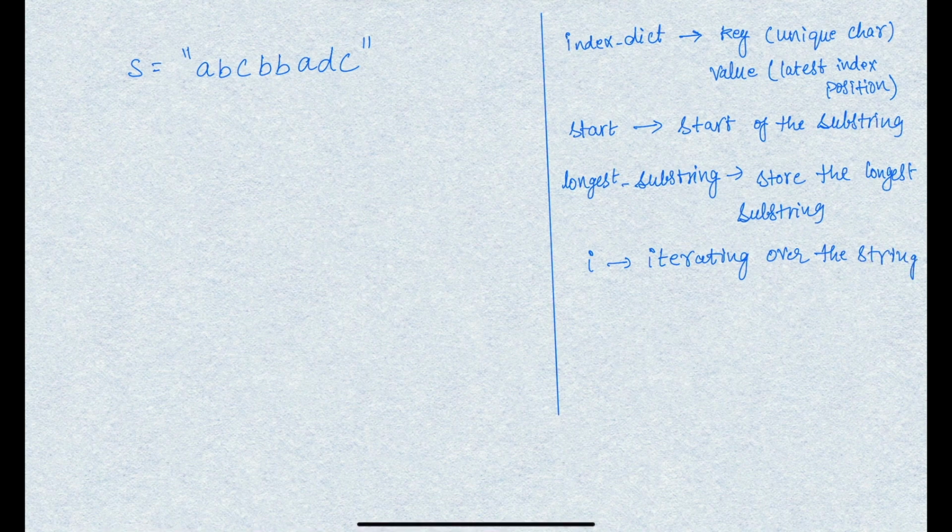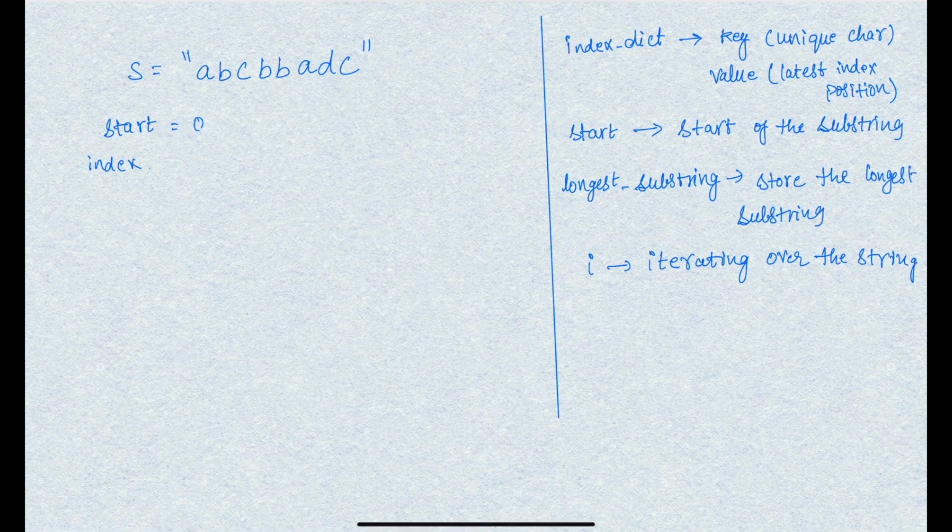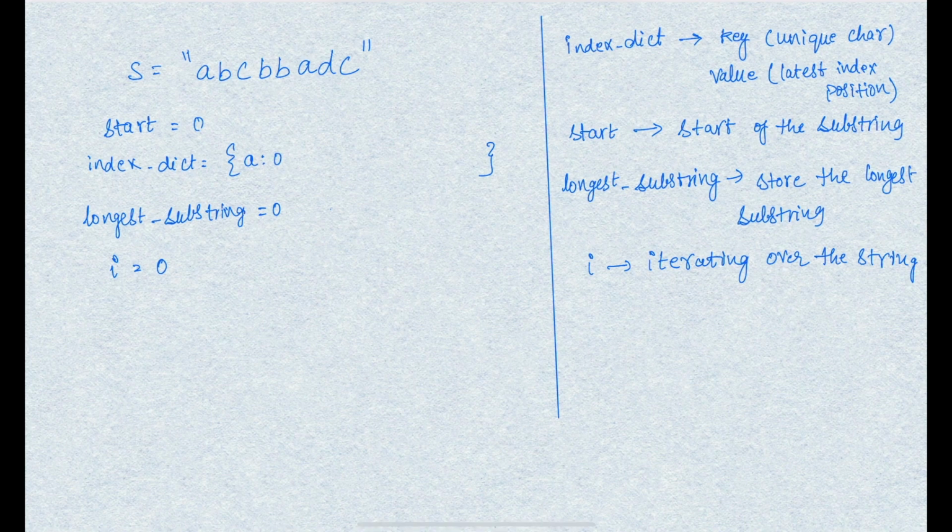Yeah. Now let's create them. Initially, my start of the substring is going to be at the 0th location, and my index dictionary is going to be empty. So I'm creating an empty dictionary, and my longest substring, initially it is going to be 0. And we are iterating from the start of the string, so I is also 0. Okay. So we are going to update the index dictionary for the first location, that is A. So it is going to be A, and the index position is 0. The 0 is the index position for the A character in the string.